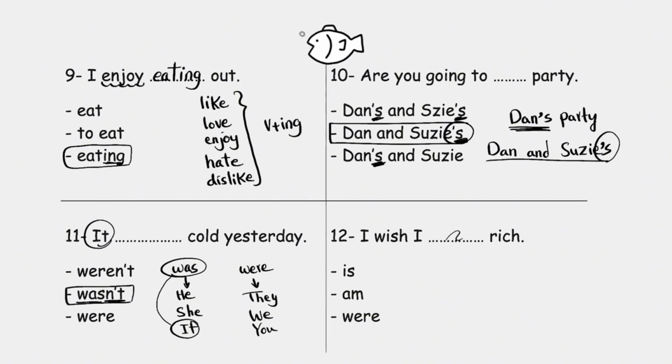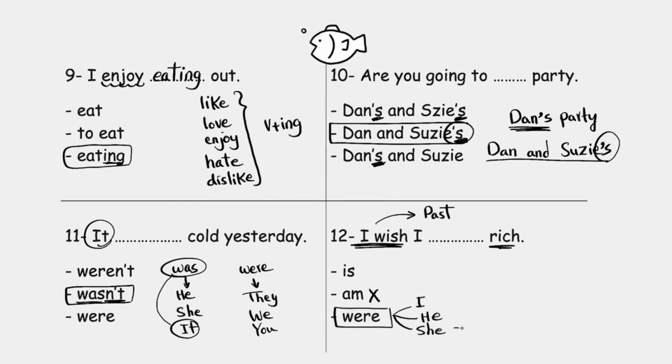I wish I blank rich. Is, am, were. You might think that am is the correct answer here, but it's wrong because this expression, I wish, is followed by the past, only the past. And when you wish that something could be true, but it's not true, like you wish to be rich, but you're not rich now, here you use were with I, with he, with she, with all pronouns. I wish I were rich.